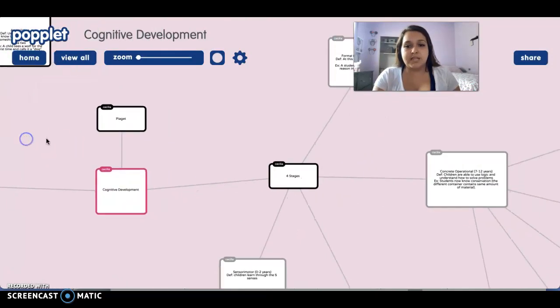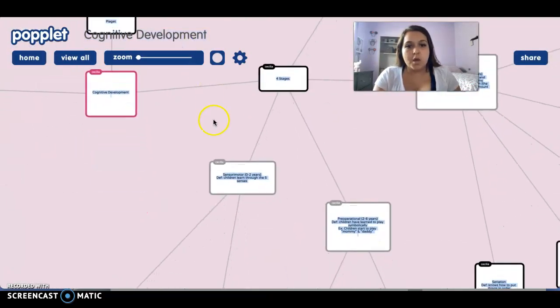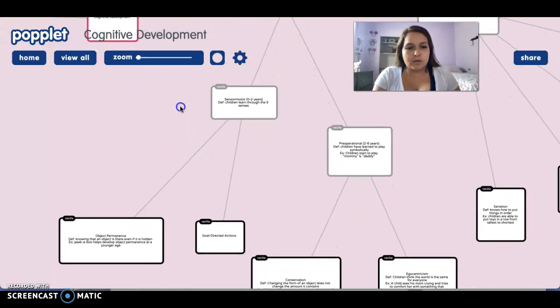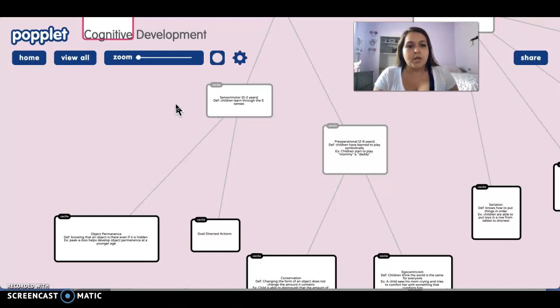We also have the four stages in thinking. I will be talking about all of them. We have the sensorimotor stage, from 0 to 2 years. Children learn through the five senses at this stage. With the sensorimotor stage, we have object permanence. That's just knowing that an object is there even though it's hidden. The example I gave was playing peekaboo. It helps develop object permanence at a younger age. When you hide while playing peekaboo, the baby doesn't know you're there, so they're trying to build their object permanence.